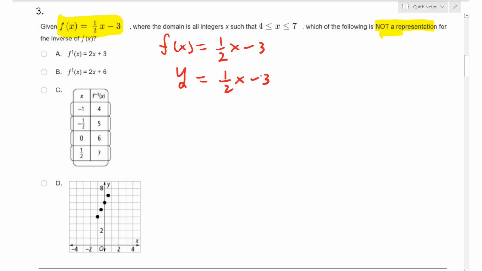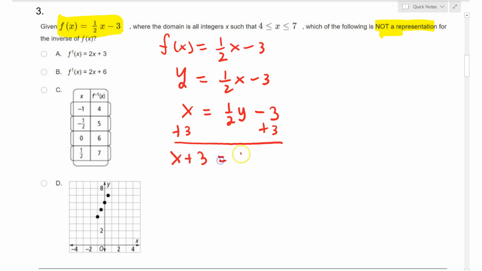To find the inverse, remember that you have to switch the y and the x. So you have x equals 1/2 y minus 3. So now the next step is to solve for y, so we add 3 to both sides. So we have x plus 3 equals 1/2 y.